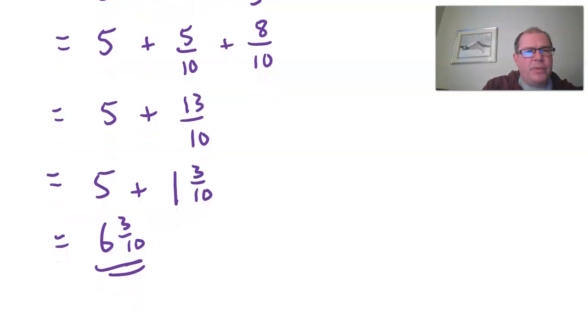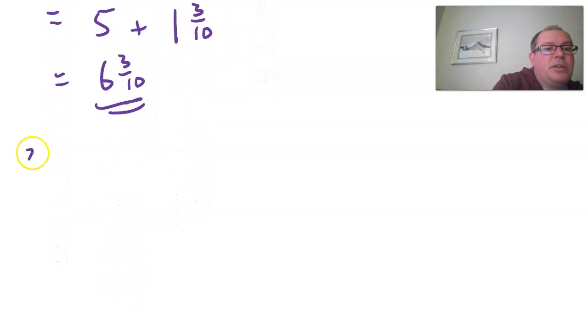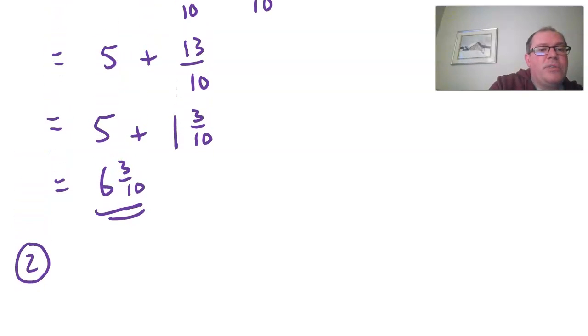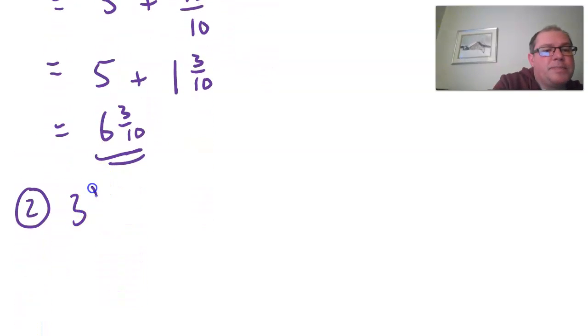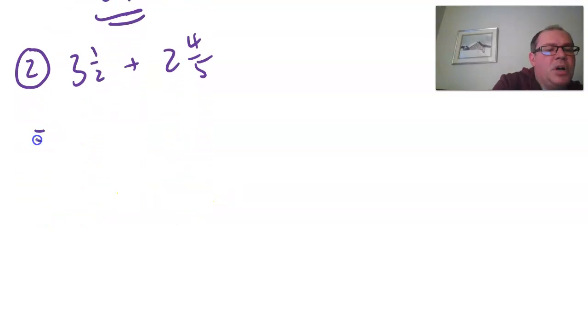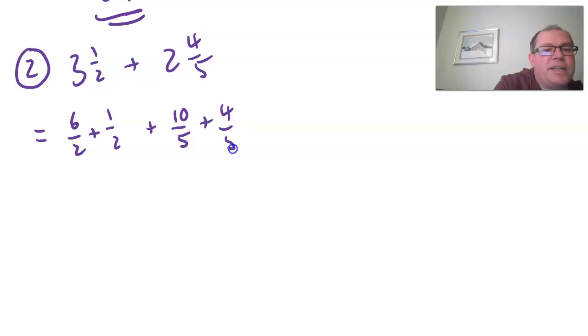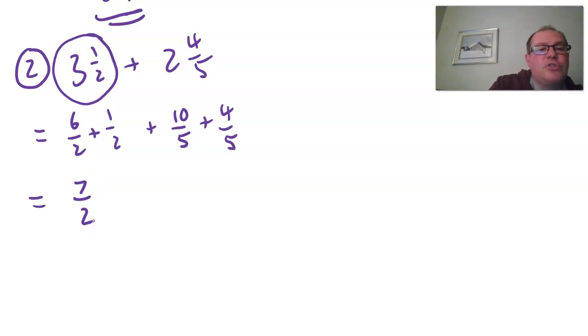Now I'm going to show you another way, which I don't like as much, but you may prefer. So I'm going to do the same question again, which is 3 and a half add 2 and 4/5. So what I'm going to do here is actually write them both as improper fractions. So 3 in terms of halves is actually 6 over 2, isn't it? So I can write the 3 as 6 over 2 plus a half, and here the 2 is obviously 10 over 5 plus 4/5. So what I'm doing is taking the 3 and a half and writing it all as halves. So 3 and a half is 7 halves.